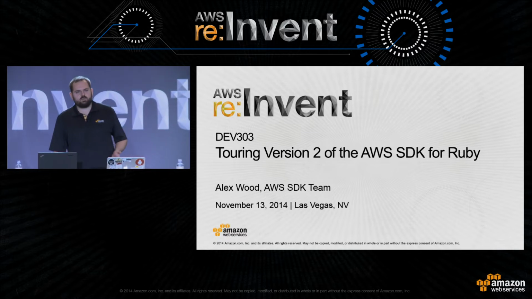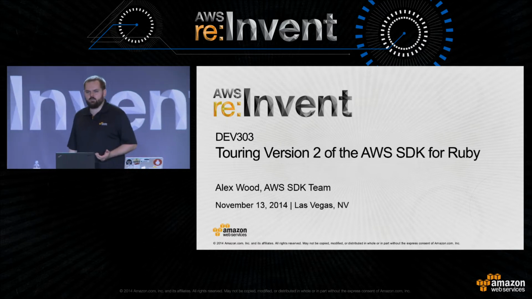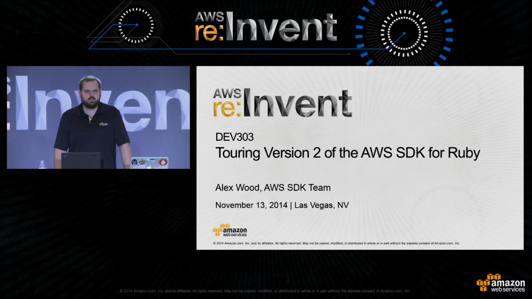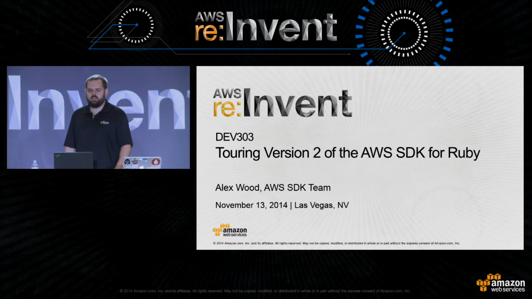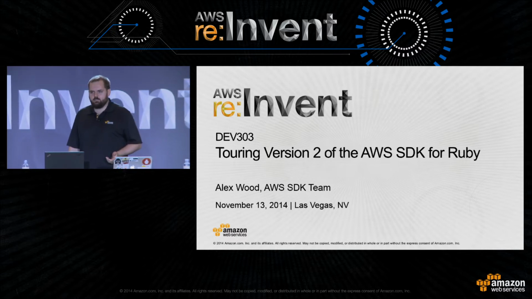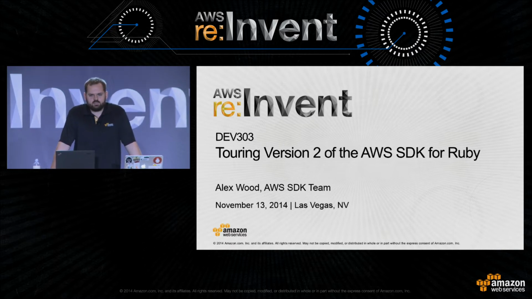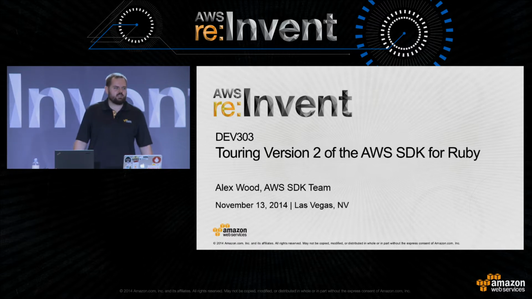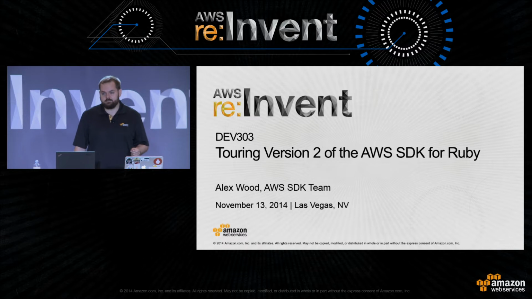So quick introduction to myself. I'm Alex. I work on the AWS SDK for Ruby team here at Amazon Web Services. I've been at Amazon for about 4 years, and at AWS a little bit more than a year. In my previous Amazon life, I worked on our inventory management systems. So if you've ever gone to Amazon and something has been out of stock, it might be partially my fault, and I apologize.